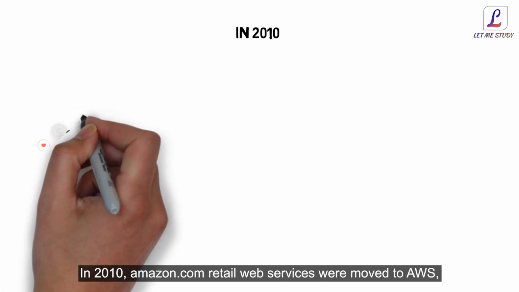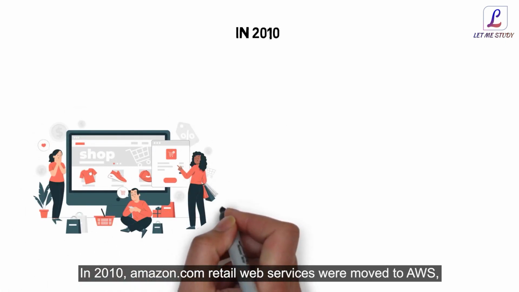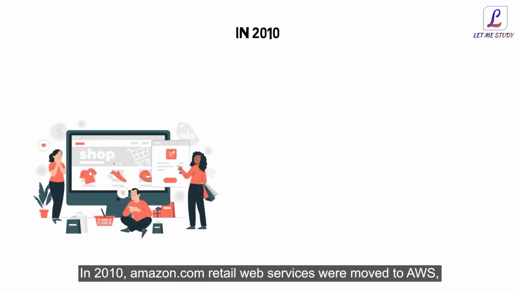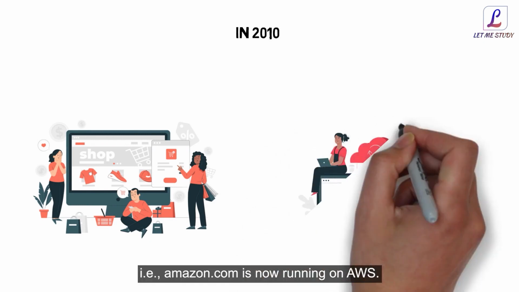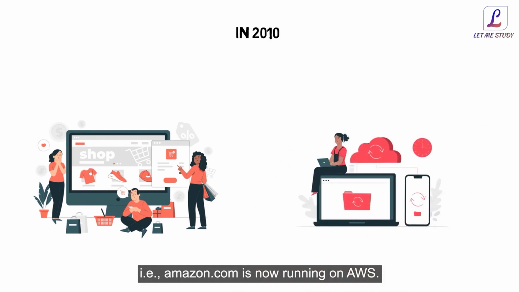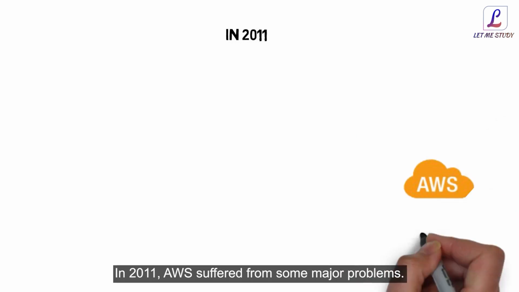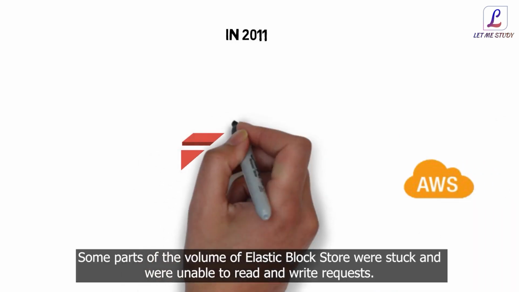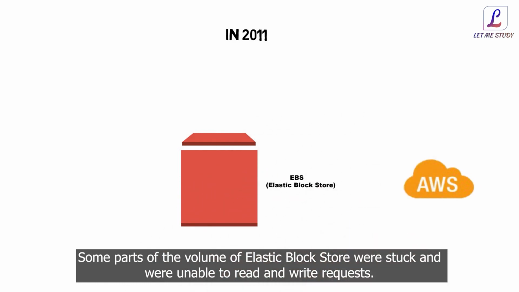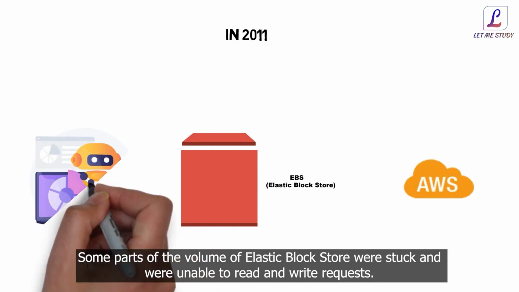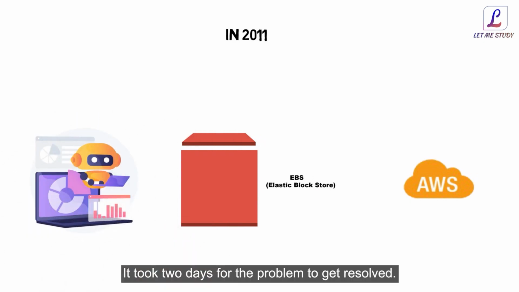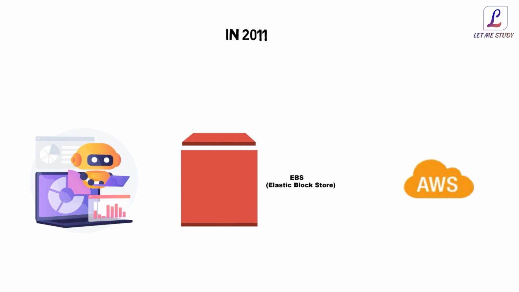2010. In 2010, Amazon.com retail web services were moved to AWS. That is, Amazon.com is now running on AWS. 2011. In 2011, AWS suffered from some major problems. Some parts of the volume of Elastic Block Store were stuck and were unable to serve read and write requests. It took 2 days for the problem to get resolved.